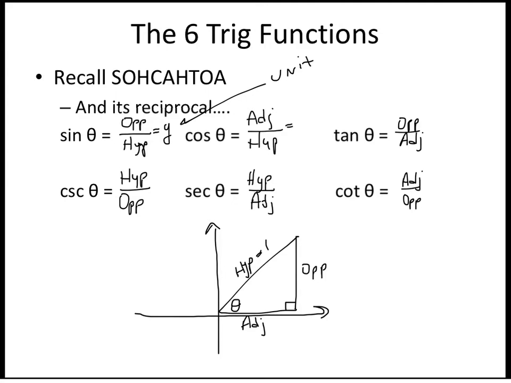Cosine, of course, is adjacent over hypotenuse, so that'll just be our x. And tangent is opposite over adjacent, so that would be y over x. Okay? So we flip those over and get their reciprocals for our reciprocal functions. Okay, and that's how we really look at the 6 trig functions. I wanted to kind of bring that together for you guys.